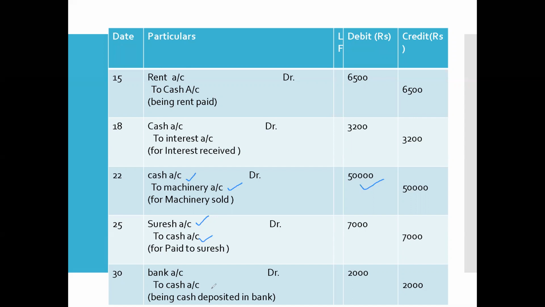And last entry is deposited into bank rupees 2,000. So cash has been deposited. So cash is going out of the organization and it is being deposited into bank. That means bank balance is being increased. So debit what comes in and credit what goes out. Bank account debit to cash account. So likewise, we can do all the entries, or all the transactions can be recorded in the books of accounts.